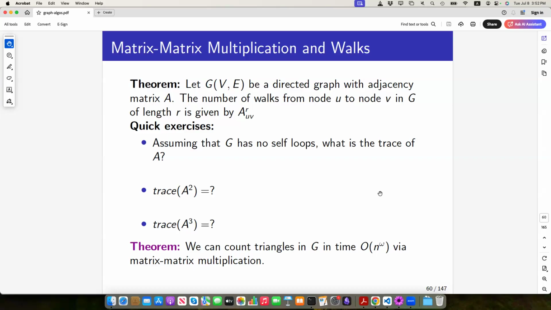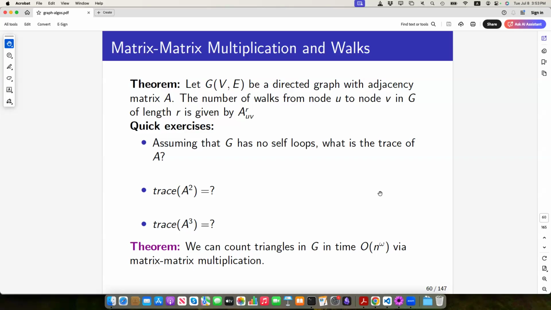If I want to count triangles, I will have to go to the third power of the adjacency matrix and look at the diagonal. Why? Because the diagonal entry of the third power is going to be the number of closed walks of length 3, which have to be triangles, right? So the diagonal essentially gives you the count of triangles.